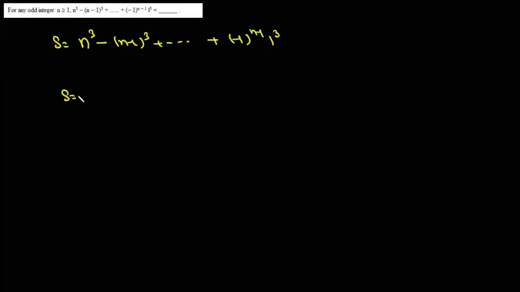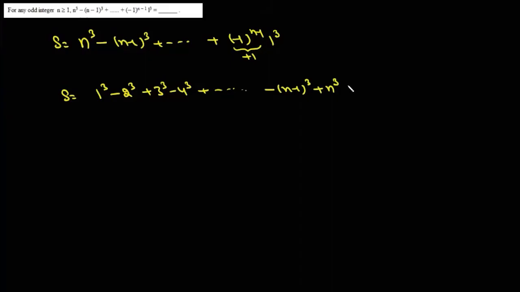Now the question is, for an odd integer n, we have to find the value of n cube minus n minus 1 cube and so on, all the way up to minus 1 to the power n minus 1 into 1 cube, and suppose this sum is s. Now we know that n is an odd integer, and if n is odd, then minus 1 to the power n minus 1 will be even, so it will be plus 1. So we can also write this as 1 cube minus 2 cube plus 3 cube minus 4 cube, all the way up to minus n minus 1 cube plus n cube.